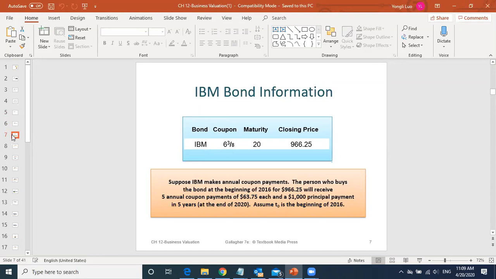We suppose IBM makes an annual coupon payment. The person who buys the bond at the beginning of 2016 pays 966.25. We receive 5 annual coupon payments of $63.75 each, and a $1,000 principal payment in 5 years, that means at the end of 2020.